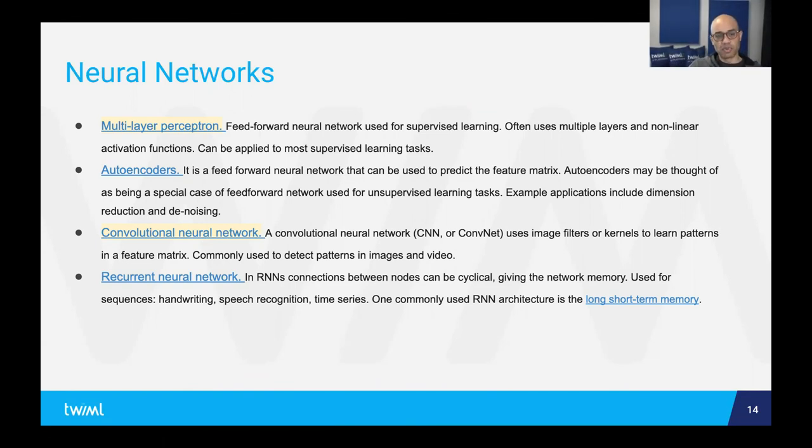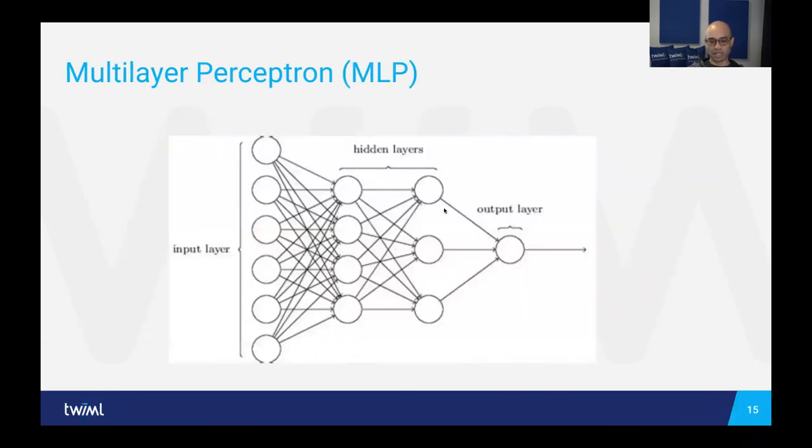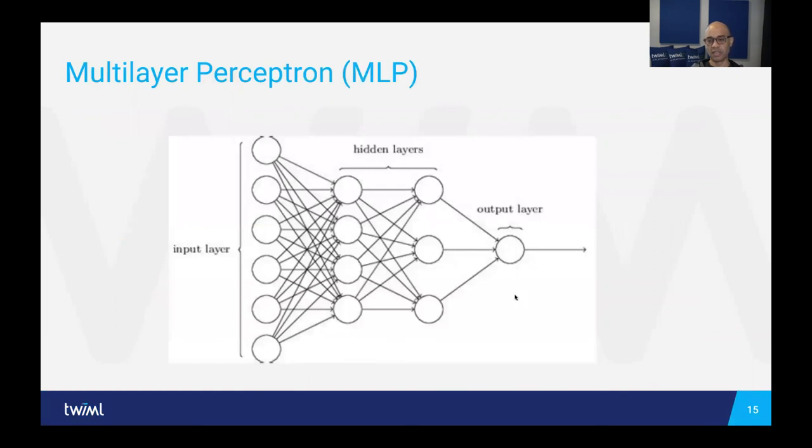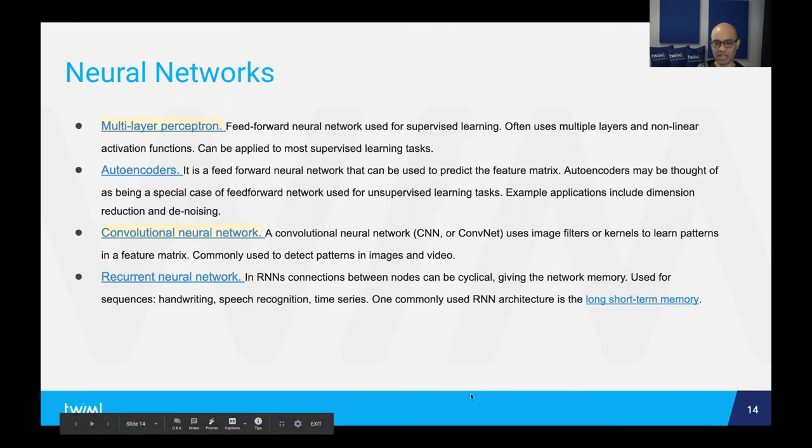Multi-layer perceptrons are your standard feed-forward neural net. If you see a picture of a neural net, it usually looks something like this, although the shapes may vary, and those are MLPs. They are fairly flexibly applied to most supervised learning tasks. They consist of multiple hidden layers as shown here, and an output layer. We've got an example in the case study that we'll talk about. You're often applying a non-linearity at the end, like a softmax, in order to do classification.